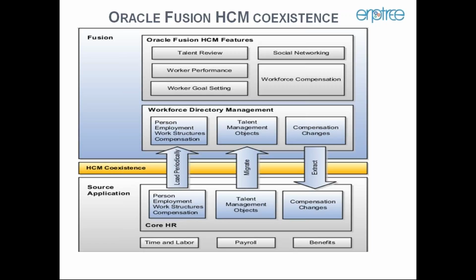So in coexistence, basically the data moves from Fusion to the third party and from the third party to Fusion. We extract the data from Fusion and we load the data into Fusion.